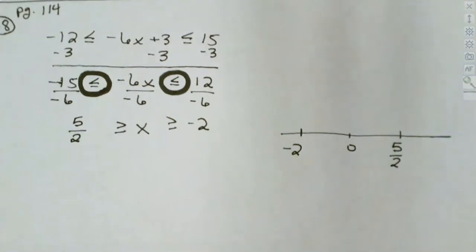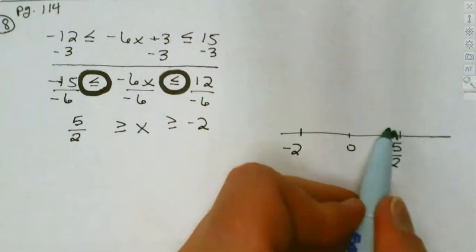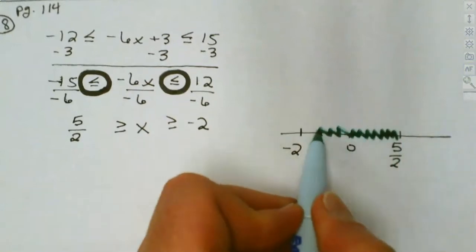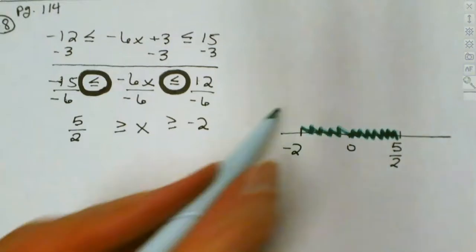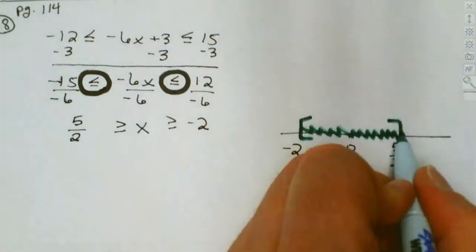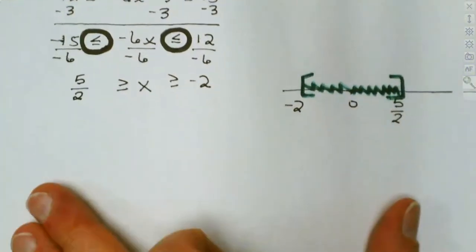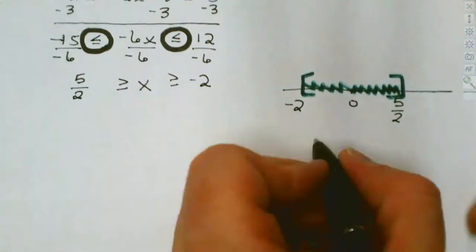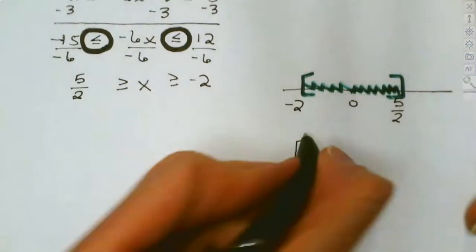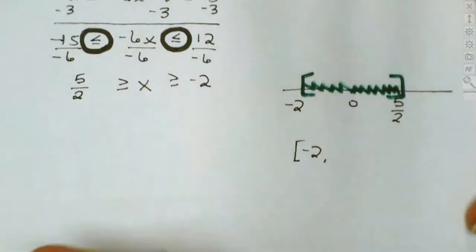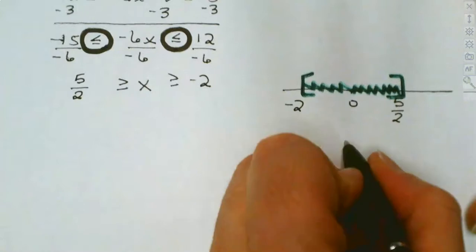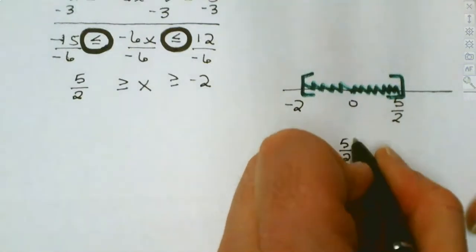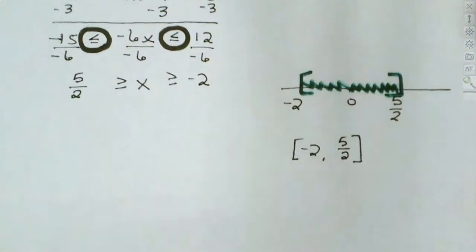Now, what do we want? We want our answer to be in between those two values, and we're going to have square brackets. So what would your final finished answer look like? In interval notation, your final finished answer is minus 2 with the square bracket, comma, 5 over 2, also with the square bracket.